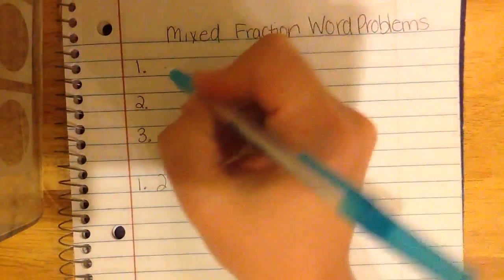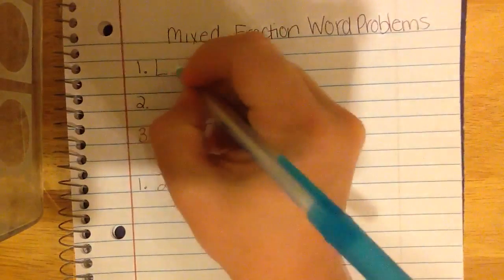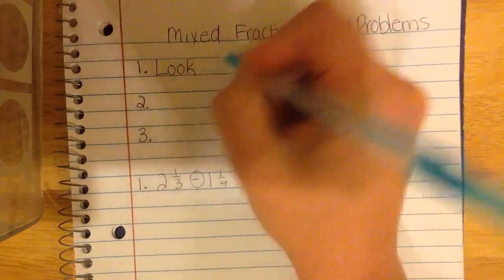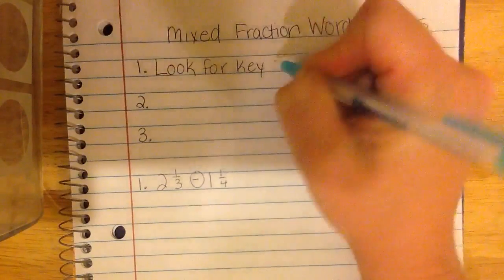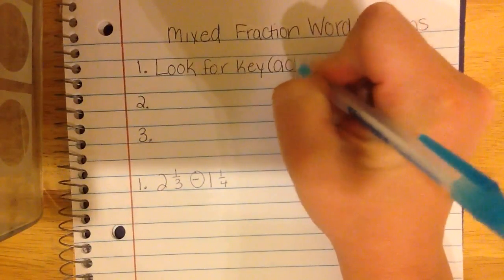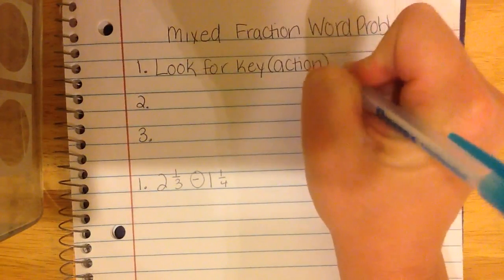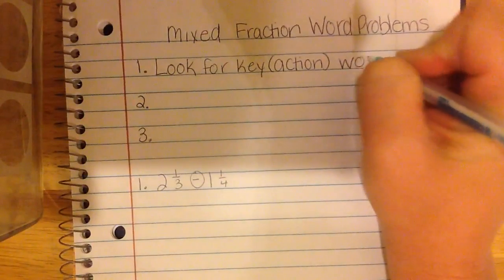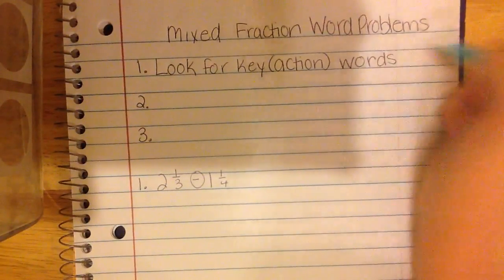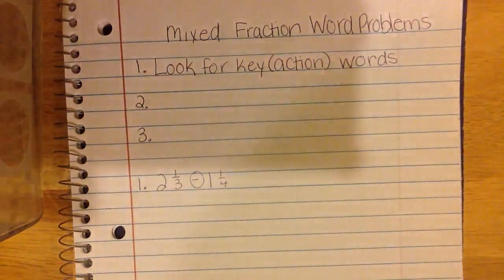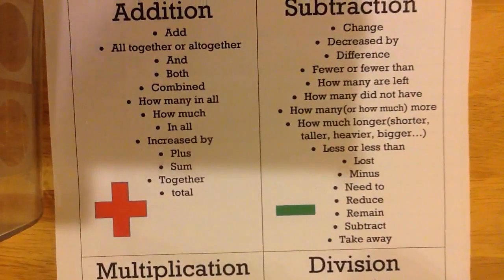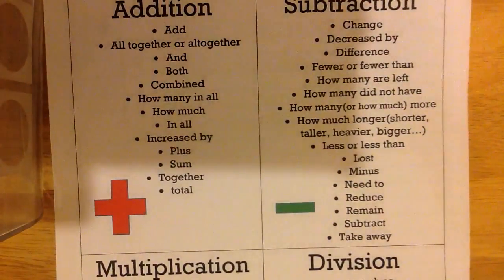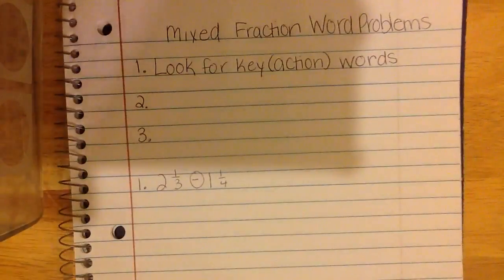So my first tip would be look for key, or as we have been calling them all year, action words. Look for those key or action words. And this piece of paper inside of your notebook could help you as a reference if you need to, before you memorize them, if you need to go back and refer to it.